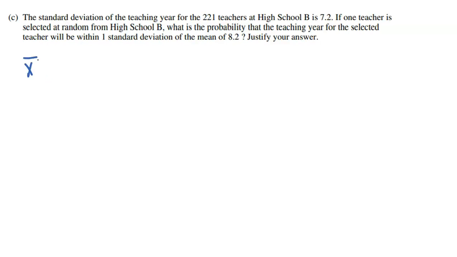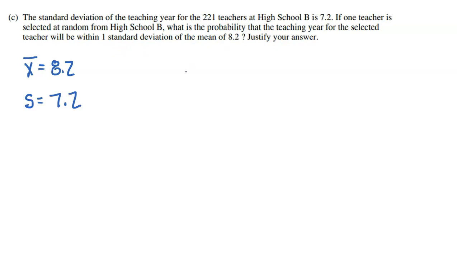But we already know that the mean for the 221 teachers at school B is 8.2. Again, that was given to us in the original problem. That was for school B. And we were just told that the standard deviation for those teachers is 7.2. And it says, if one teacher is selected at random from high school B, what is the probability the teaching year for the selected teacher will be within 1 standard deviation of the mean?